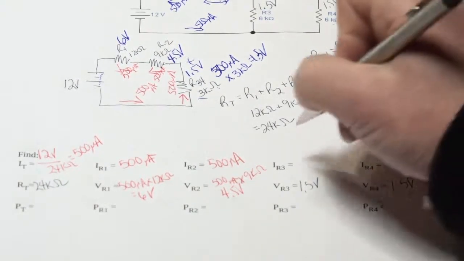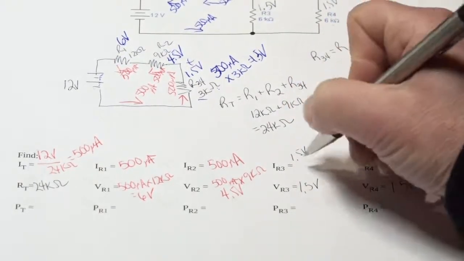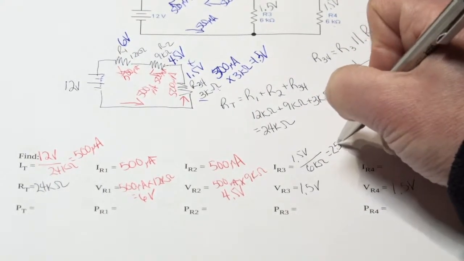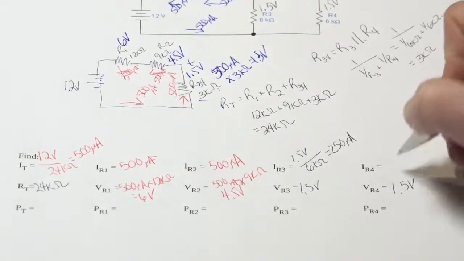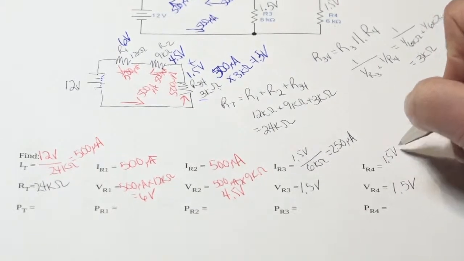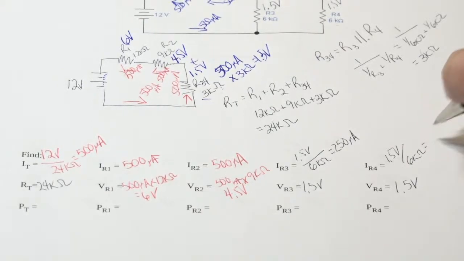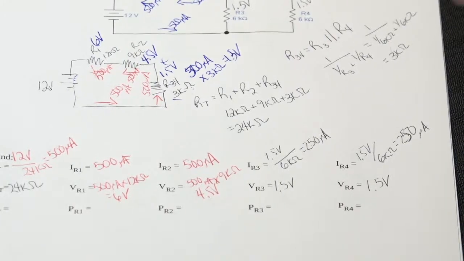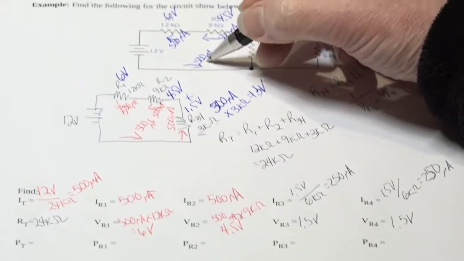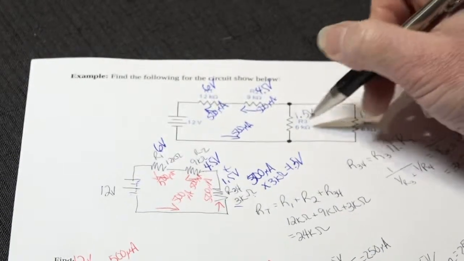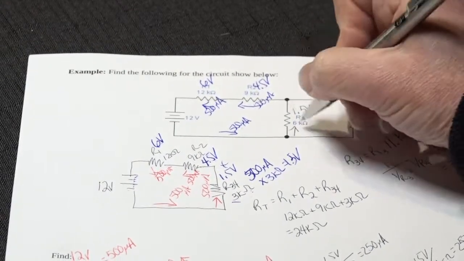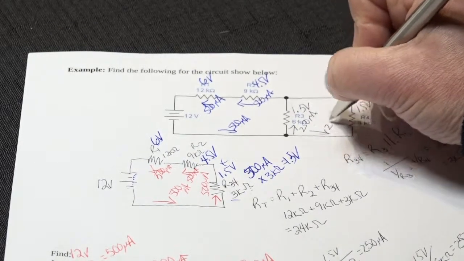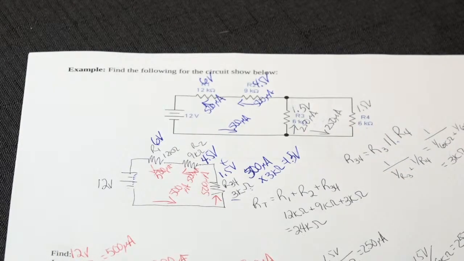Now note, 1.5 volts divided by 6 kΩ equals 250 microamps. And 1.5 volts divided by 6 kΩ gives us 250 microamps. Now we aren't surprised, because if we have 500 coming in, we have two equal value resistors. It's going to split evenly and give us 250 microamps in that branch and 250 microamps in this branch.